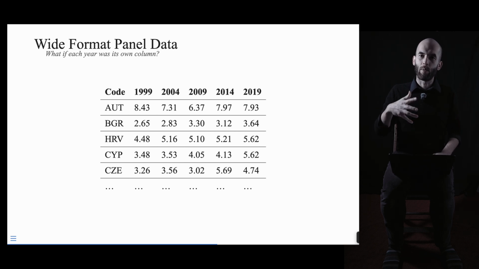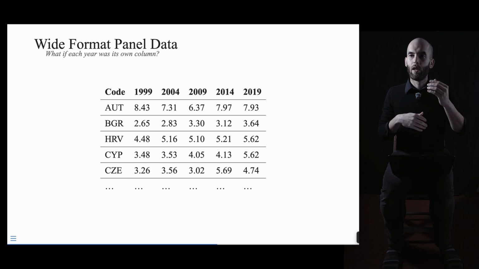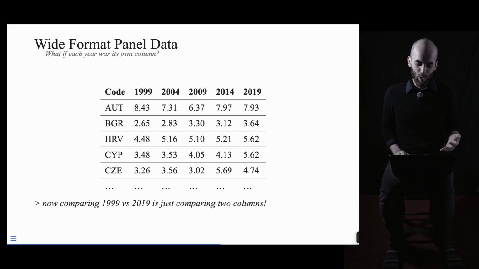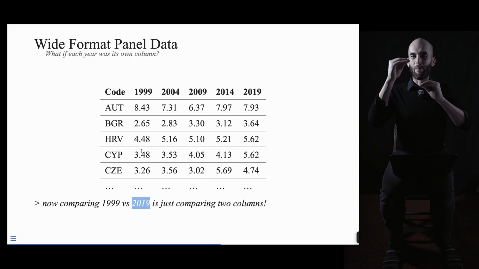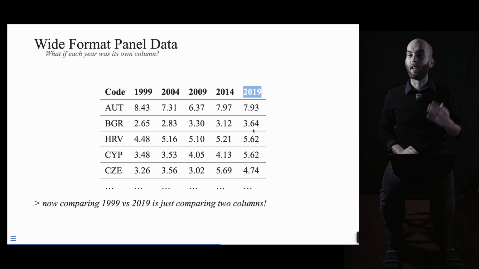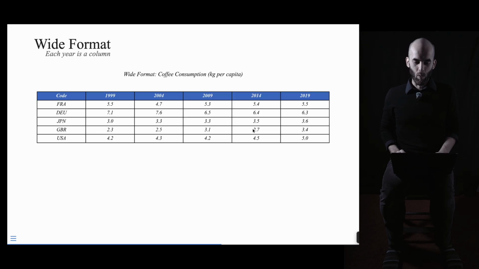And for me, this is a little bit more intuitive to think about than long format panel data, although long format panel data is more consistent with how we think about cross-sectional data. If you find long format panel data more intuitive, you're probably not alone. Okay, so if we're doing comparisons between these 2 years, in long format panel data, we had to compare 2 different rows, which is challenging, whereas in wide format panel data, all we have to do is compare columns, which is very easy. So here's our wide format panel data.